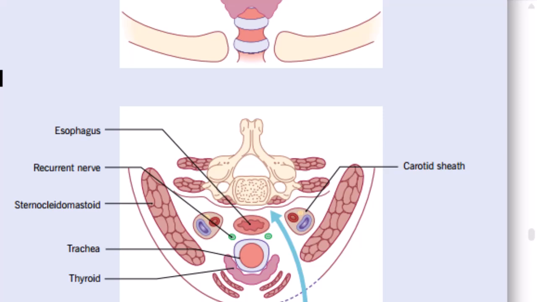Anterior surgical approach to the cervical spine. Understand the anterior surgical approach to the cervical spine, including anatomical landmarks, key structures involved, and procedure steps.